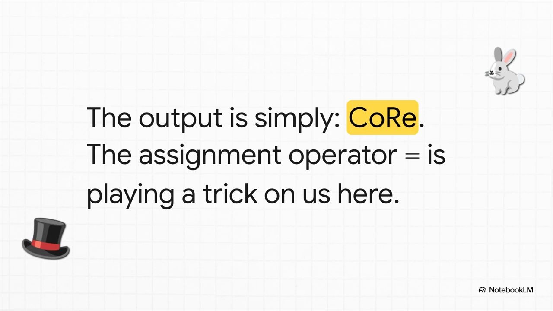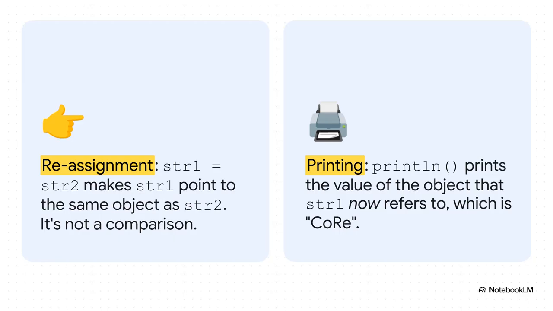So what gives? It's that single equal sign, the assignment operator. It's playing a little trick on us. This is all about the order of operations and what an assignment actually does. First, the expression inside the parentheses gets evaluated. That's str1 = str2. That single equal sign means assign the value of str2 to str1. So str1 now points to the exact same object as str2. It's a reassignment, not a comparison. But here's the secret. That whole assignment expression itself evaluates to the value that was just assigned. In this case, that's the string coRE. So after the assignment is done, println just prints out that resulting value.